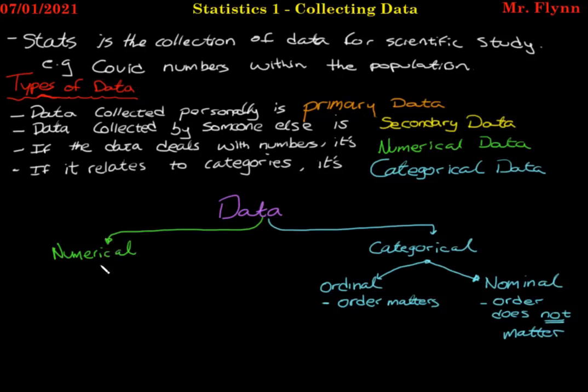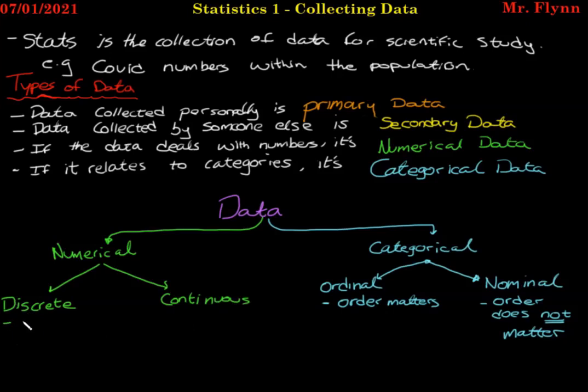If we come over here and we look at our numerical data, again, this can be further divided up into two avenues here. So we're going to be talking about discrete data and also continuous. Okay, so what do we mean by discrete? What do we mean by continuous?